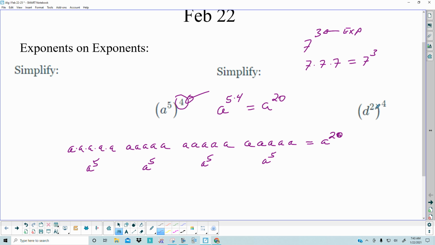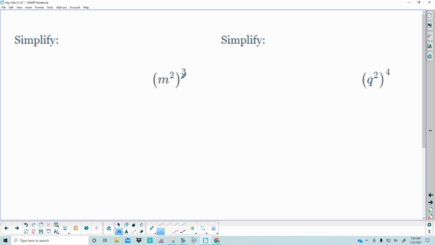Right? So this, rather than writing out d squared times d squared times d squared times d squared, and then you have d times d times d times d, so that's this one, this one. Now this one is d times d. This last one is times d times d. We're going 1, 2, 3, 4, 5, 6, 7, 8. So that's d to the 8th. What you can do instead, let's go 2 times 4, which is d to the 8th. Okay. So this would be m to the 2 times 3, which is m to the 5th. This would be q, 2 times 4, which is q to the 8th. Okay. When you have an exponent on an exponent, you multiply the exponents.